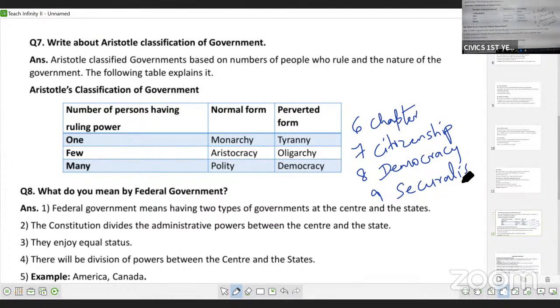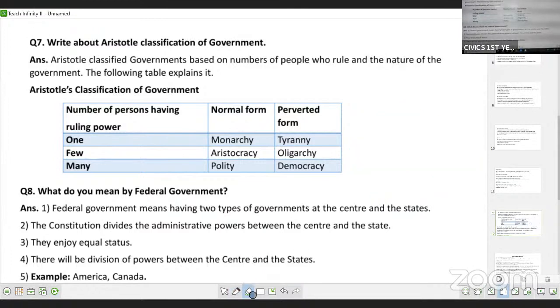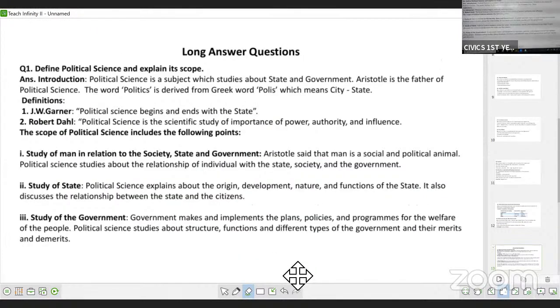4 plus from 2nd chapter differences, from constitution differences, from 3rd chapter differences. So you will be able to answer 6 to 7 questions if you are learning, for getting passing marks. Okay, so let us see the LAQ.